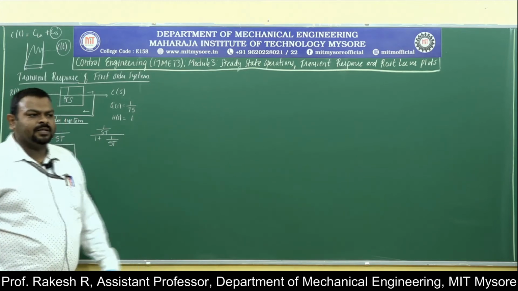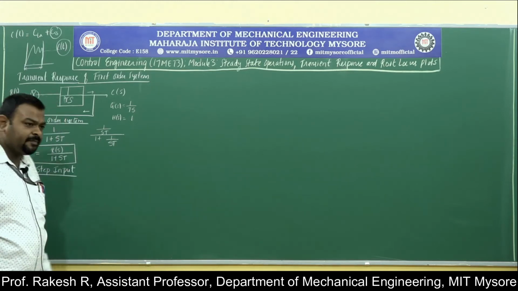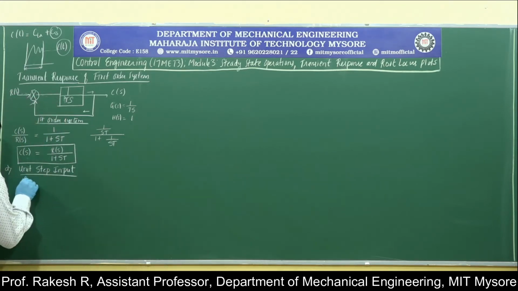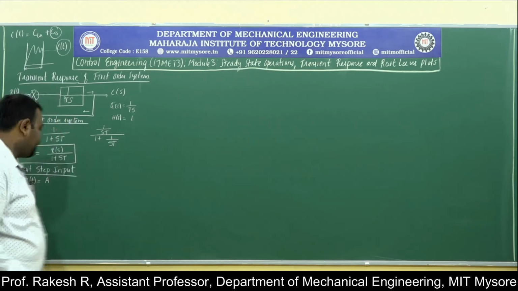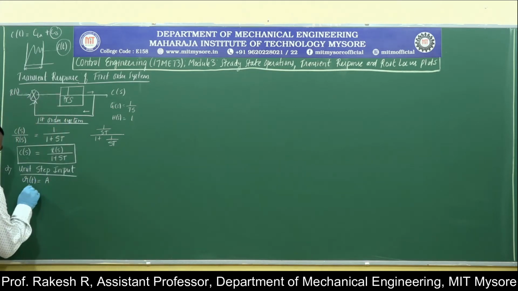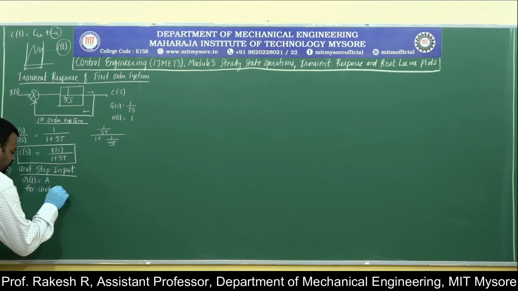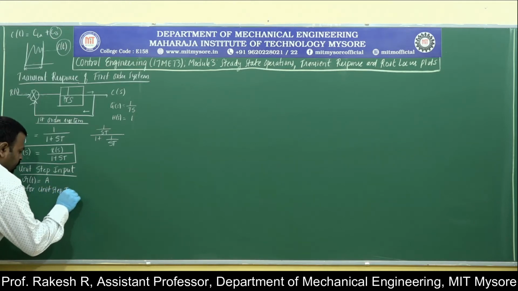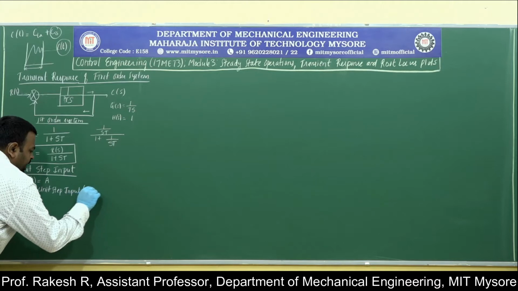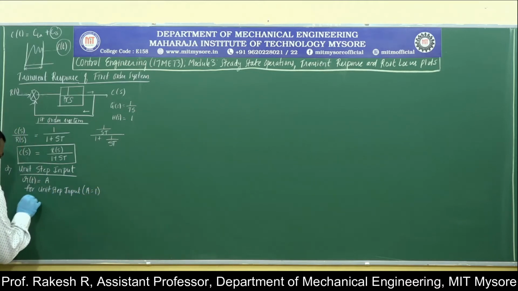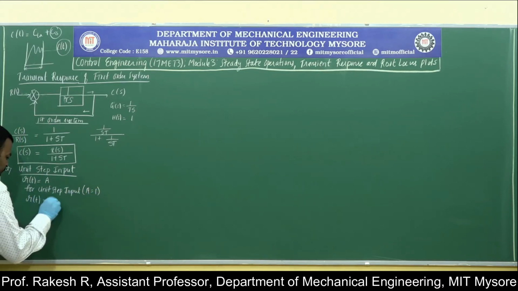Again, recalling, what is the reference input signal for unit step input? It is R of t equal to A. If A is equal to 1, it is unit step input. For unit step input, the value of A is equal to 1. So R of t will be equal to 1.